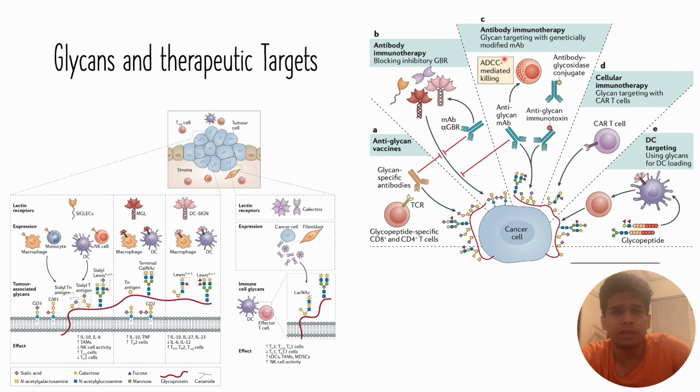So in this case, the monoclonal antibody can be genetically modified in a way that this antibody can target the glycans that are expressed on the cancer cells. And another variant of these antibodies is known as antibody glycosidase conjugate. In this case, this conjugate, when it binds to the glycans on the cancer cells, will trim off these glycans.